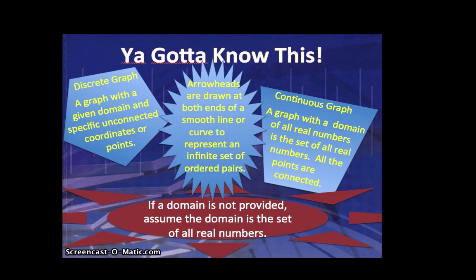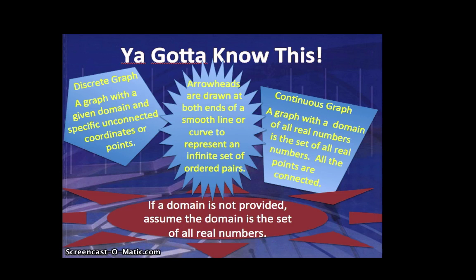Well, here's some things you got to know, guys. You got to know what a discrete graph is: they have unconnected points as opposed to continuous graphs that have connected points. Arrowheads are always added to graphs that are continuous unless there is a limit applied. We'll talk more about that whenever we talk domain and range.